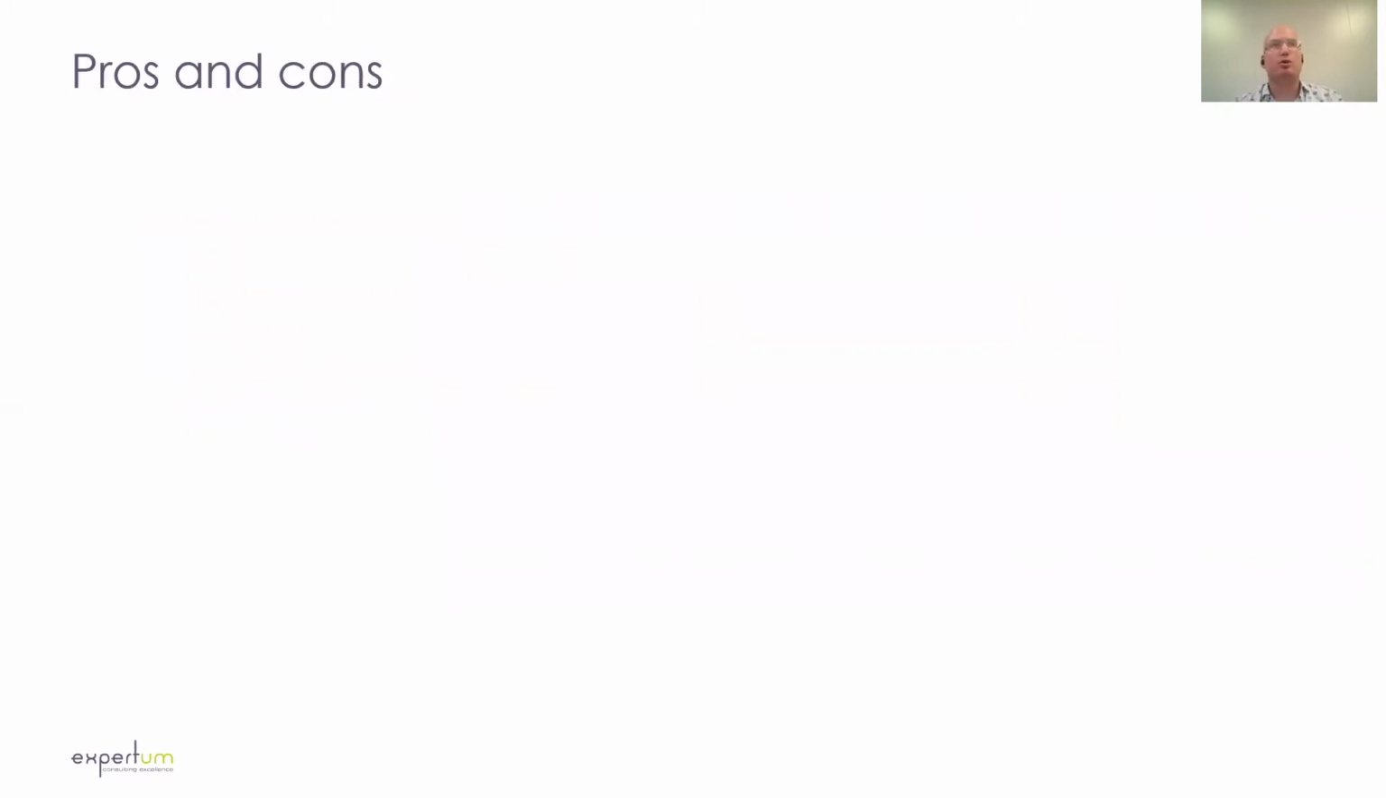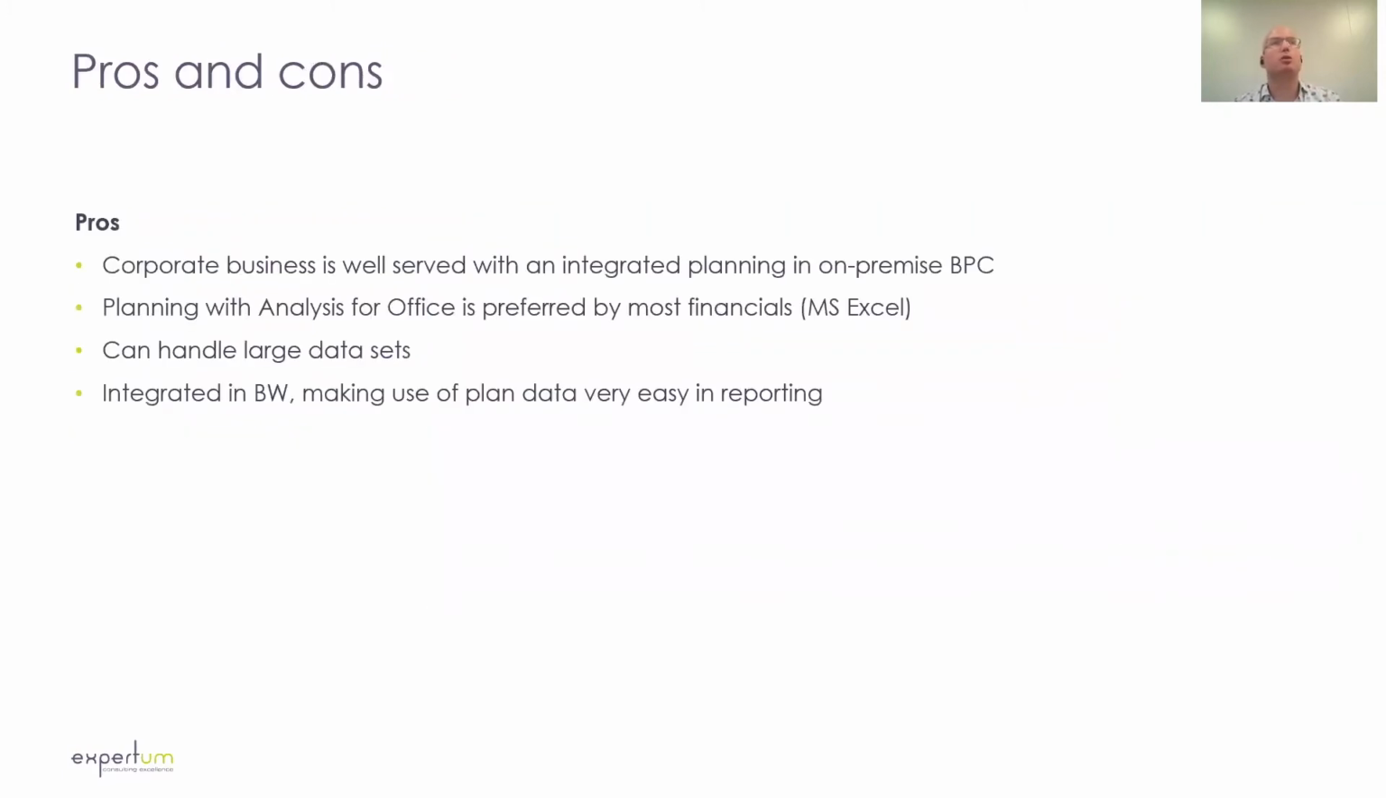Now for some pros and cons for planning on-premise. I would say that corporate business is well served with an integrated planning on-premise. Why? Because corporate planning tends to have lots of data, and BPC on-premise can handle large data sets. You do have an Analysis for Office interface, which is basically still by financials the #1 interface that they like, because Excel they understand. It's integrated into BW, which makes it easy for planning, and you have one version of the truth, and it's easier.